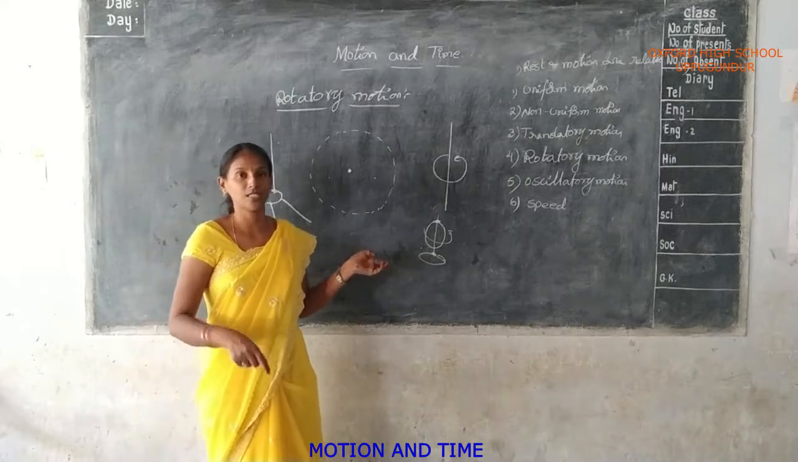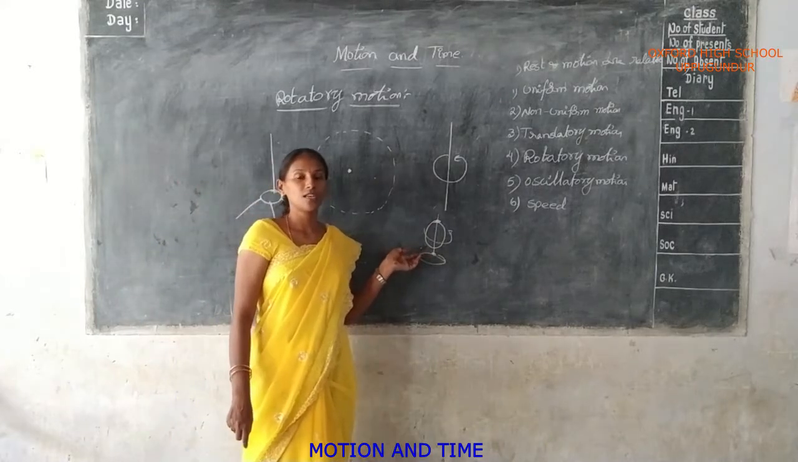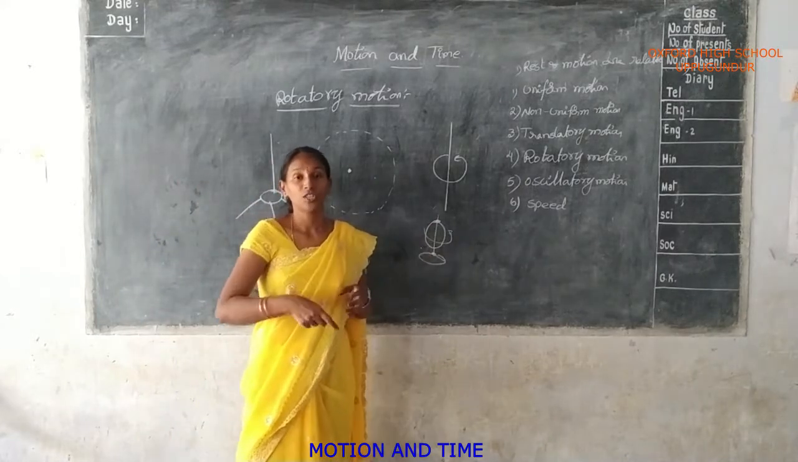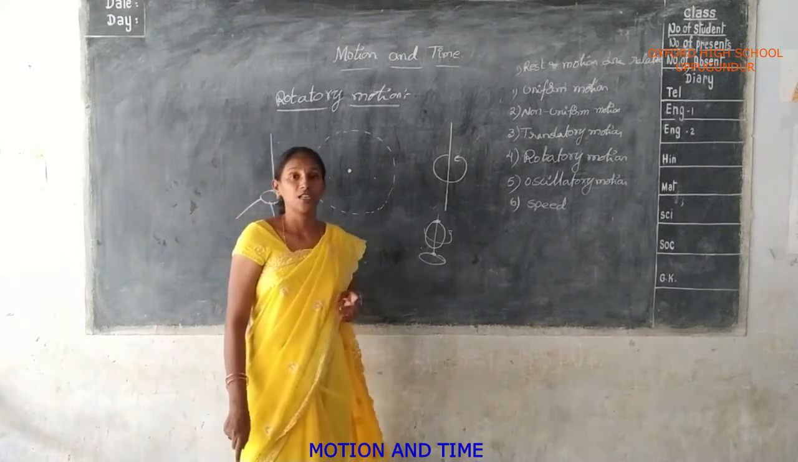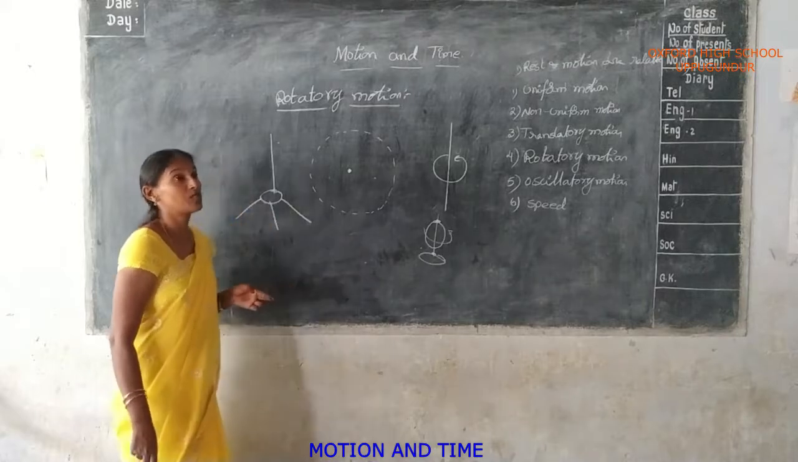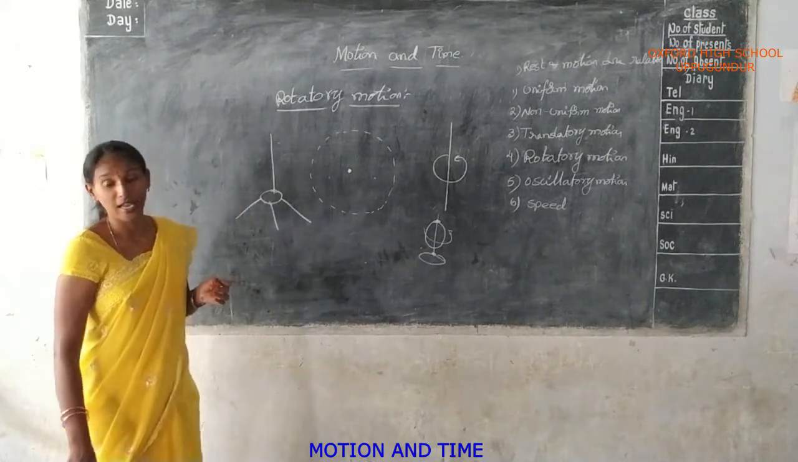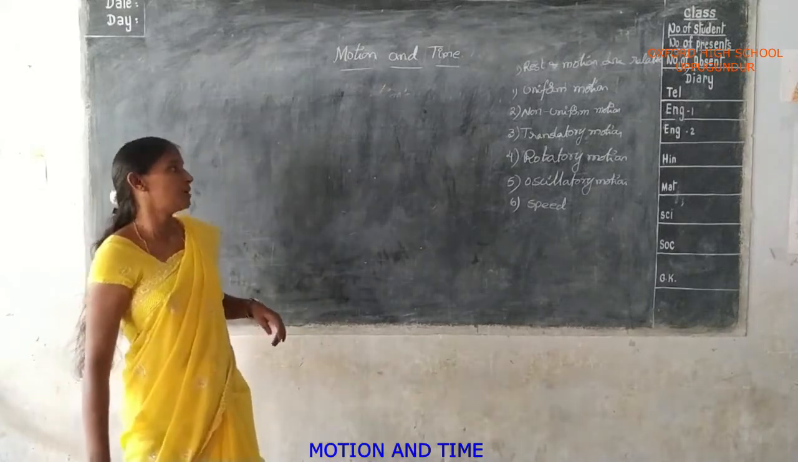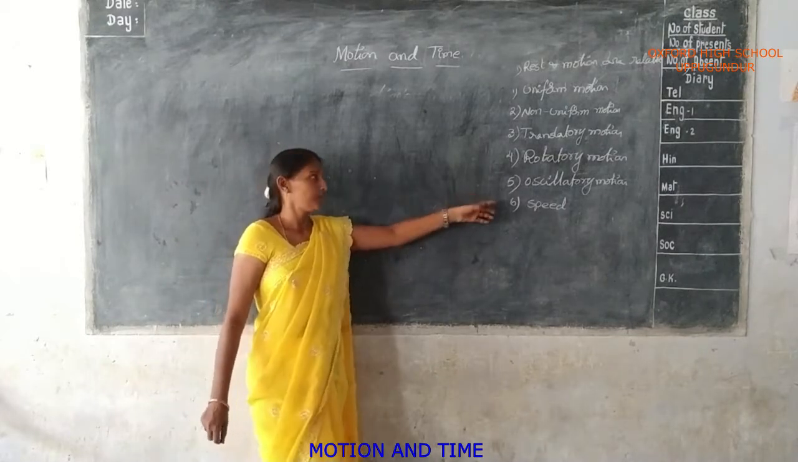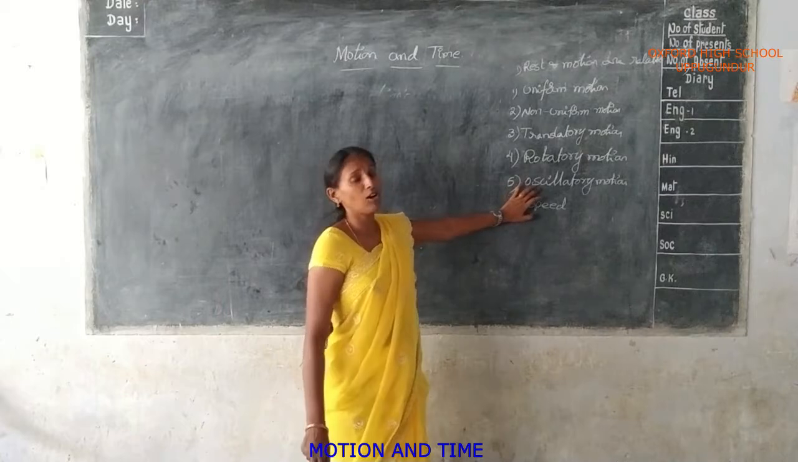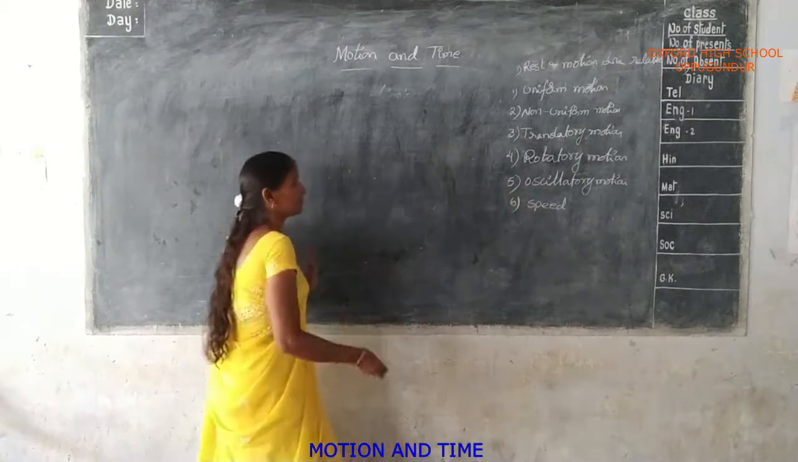That is the rotation. And one more example, consider the motion of a car. The wheels are moving in a rotatory condition. Yes or no? So many examples you observe in your daily life. Next, let us discuss the next topic, the oscillatory motion.